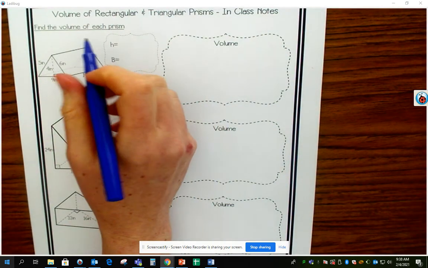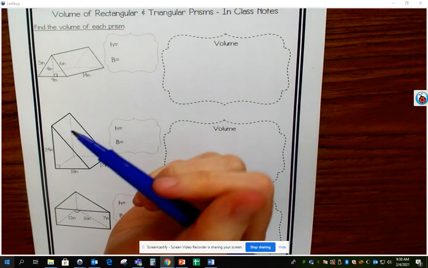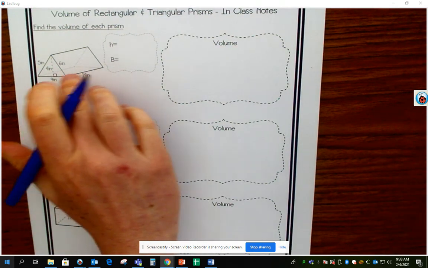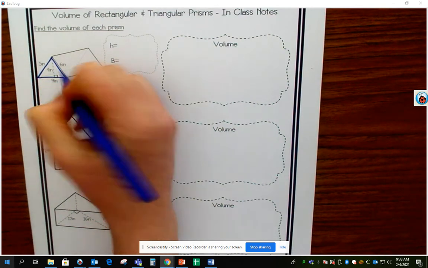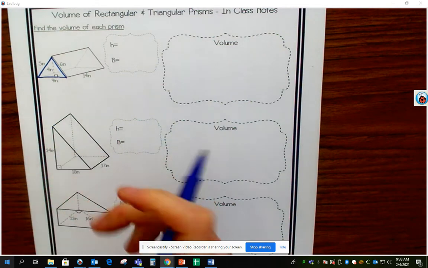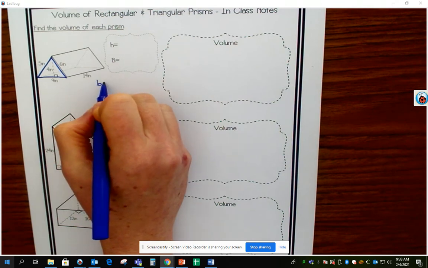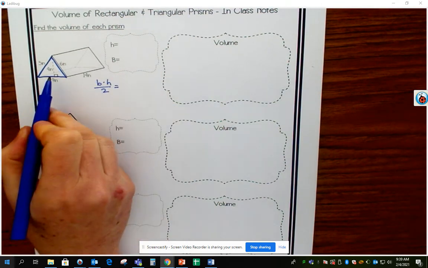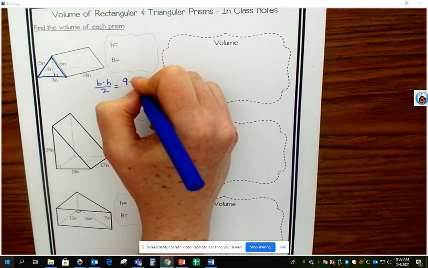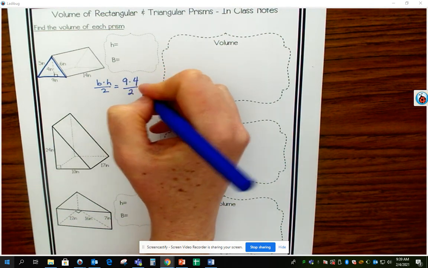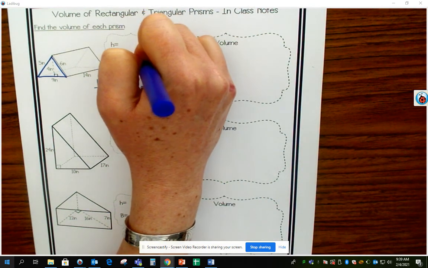So here, notice that it's a triangular prism because it has triangles. And remember, we said the triangle always has to be the base. So even though it is sitting here in this picture, we're going to use the triangle as the base. You could think of just tipping this up so that it's sitting up on the triangle. So remember, the area of a triangle is the base times the height divided by 2. So the base of this triangle is 9. The height of this triangle is 4. 9 times 4 divided by 2 is 18. So our base is 18 inches squared.